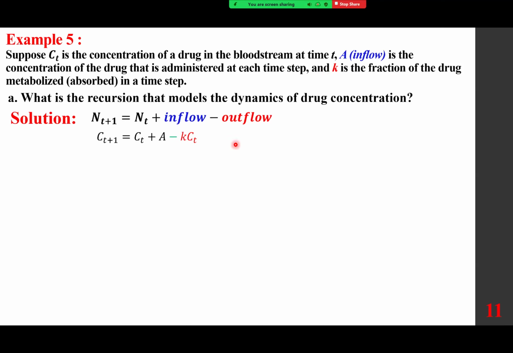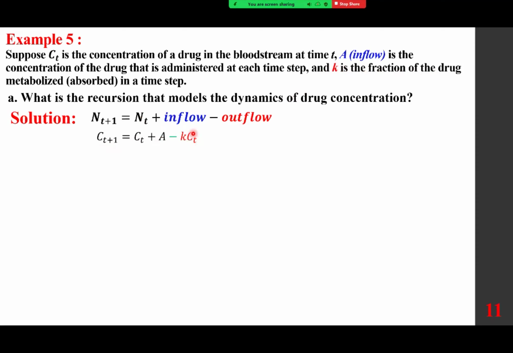I want to make sure we understand this formula. C sub t plus 1 is C sub t plus what comes in minus what goes out. What goes out is a fraction of the drug. For example, let's say 70% is gone, so 0.7 times C sub t is gone. 80% is gone, 0.8 times that is gone, okay? That's the idea.